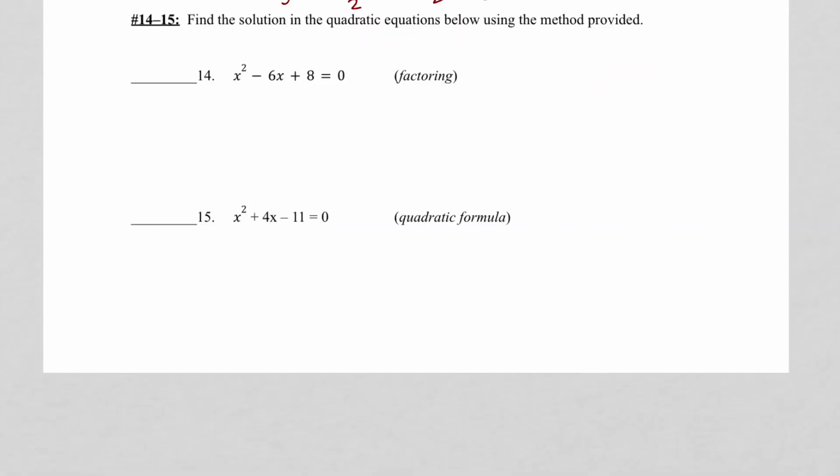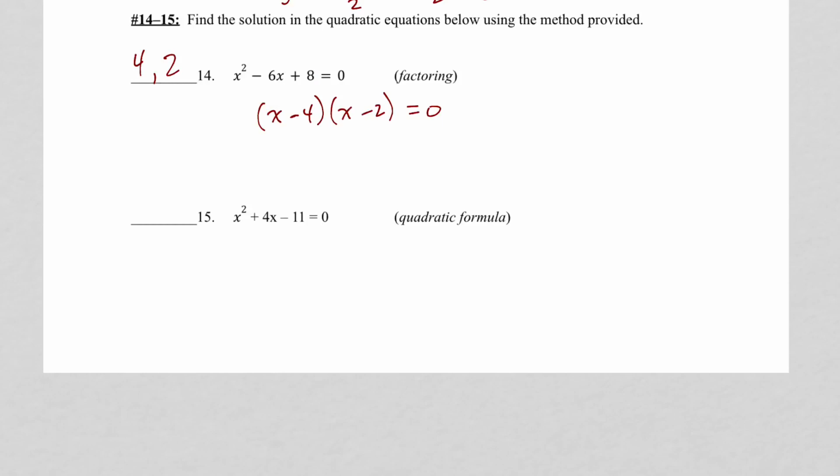Okay, we're going to solve by factoring. So here we're going to have x minus 4 times x minus 2 is equal to 0. So x is equal to positive 4 and positive 2. Remember, it's the opposite of this, and this number divided by the coefficient. So positive 4 over 1 and positive 2 over 1.